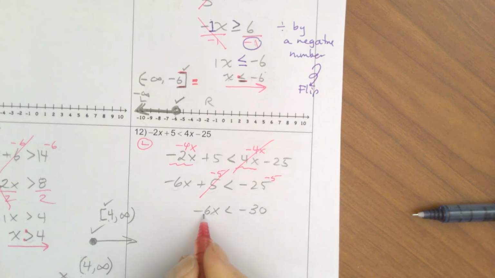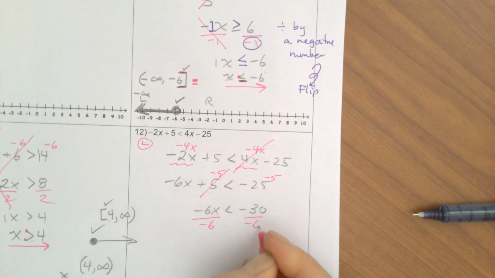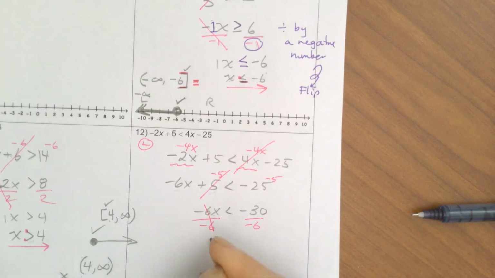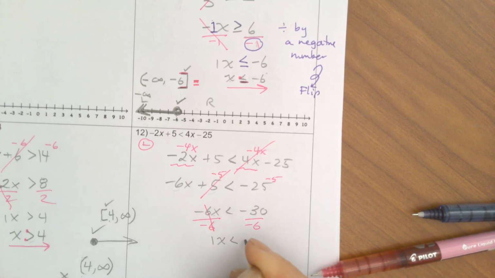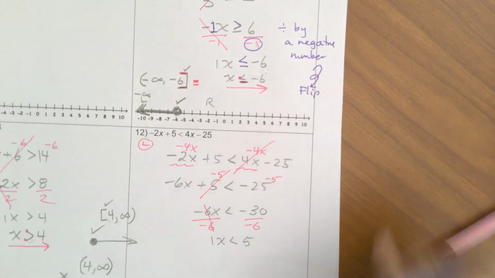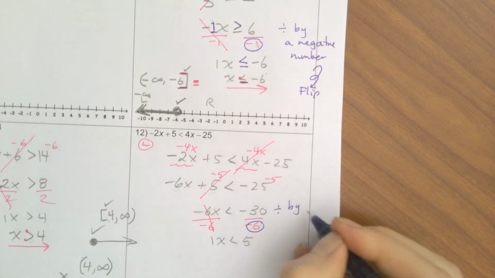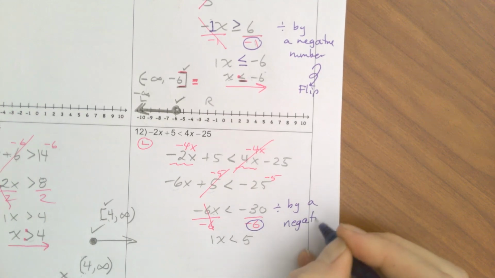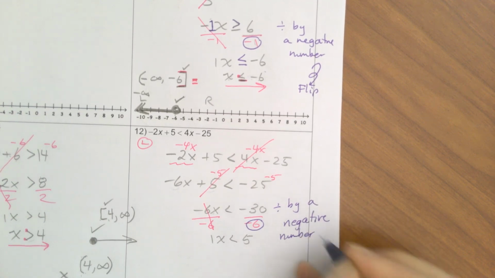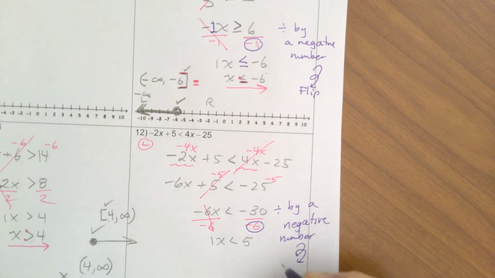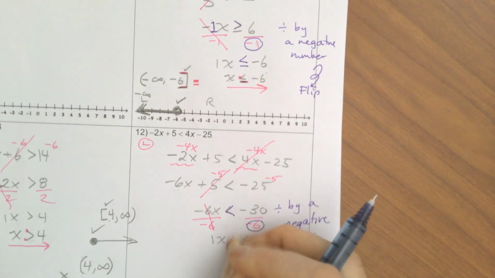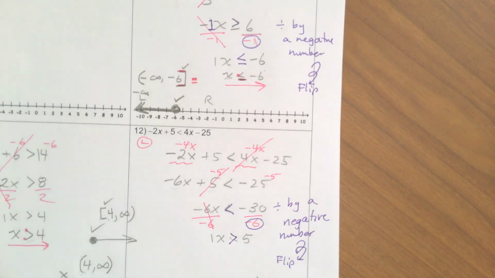So this is negative 6 times x. What's the opposite of times? Divide. Same over same is 1. So that's 1x. Oh, wait a minute. I just divided by a negative number. What do I have to do? Yeah, I have to flip. I have to flip that sign. So it was this way. Let's erase that and change it to that way. So now 1 can hide.